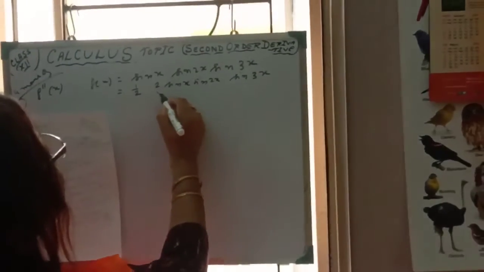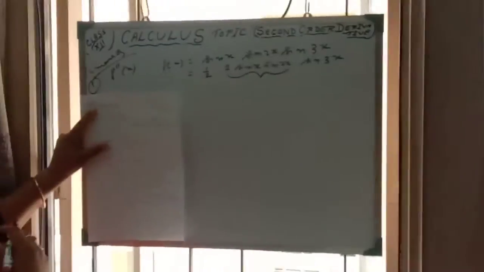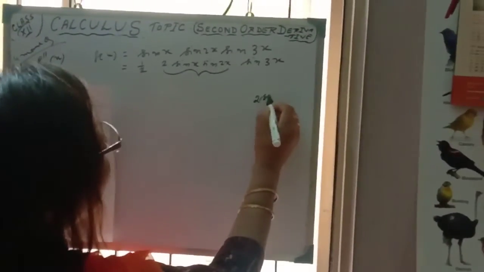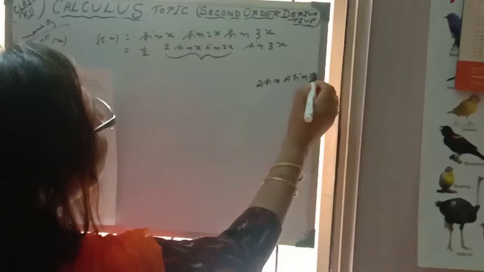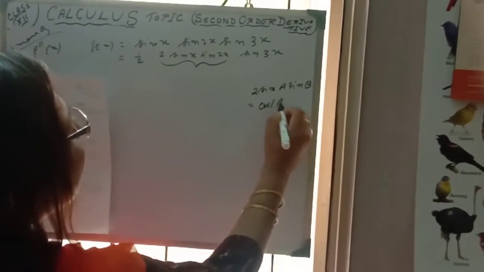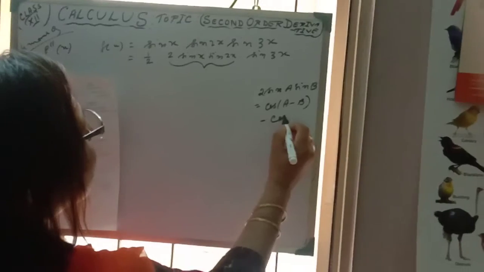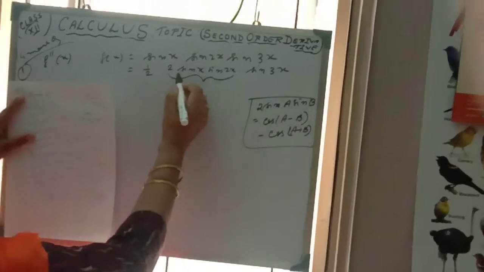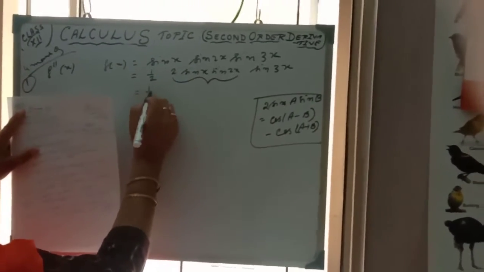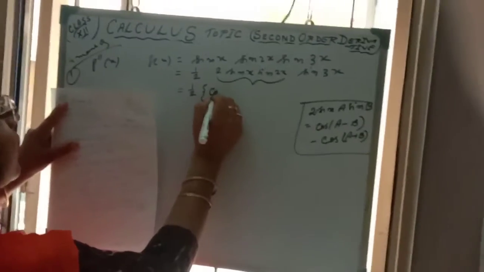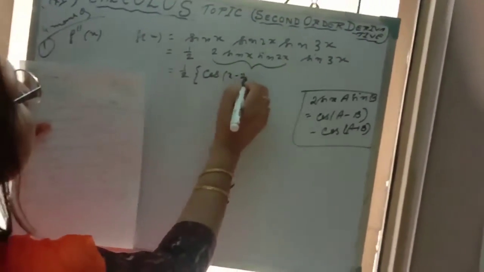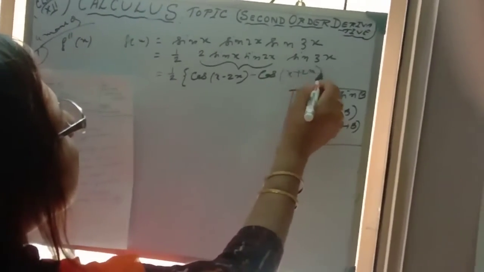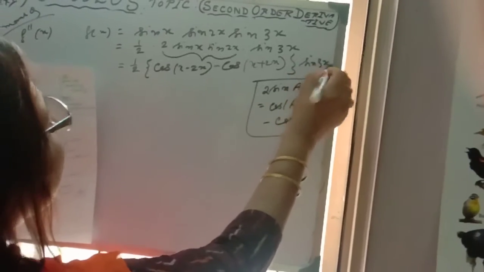Okay, now at first write half into 2 sin x sin 2x into sin 3x. Why this is half? Because we have to form this expression 2 sin x sin 2x. That means the 2 sin a sin b formula. What is the formula? Cos a minus b minus cos a plus b. Okay, this formula we know. We will apply this formula here. So half into cos a minus b, so it is coming cos x minus 2x minus cos x plus 2x, bracket closed, sin 3x already existing.